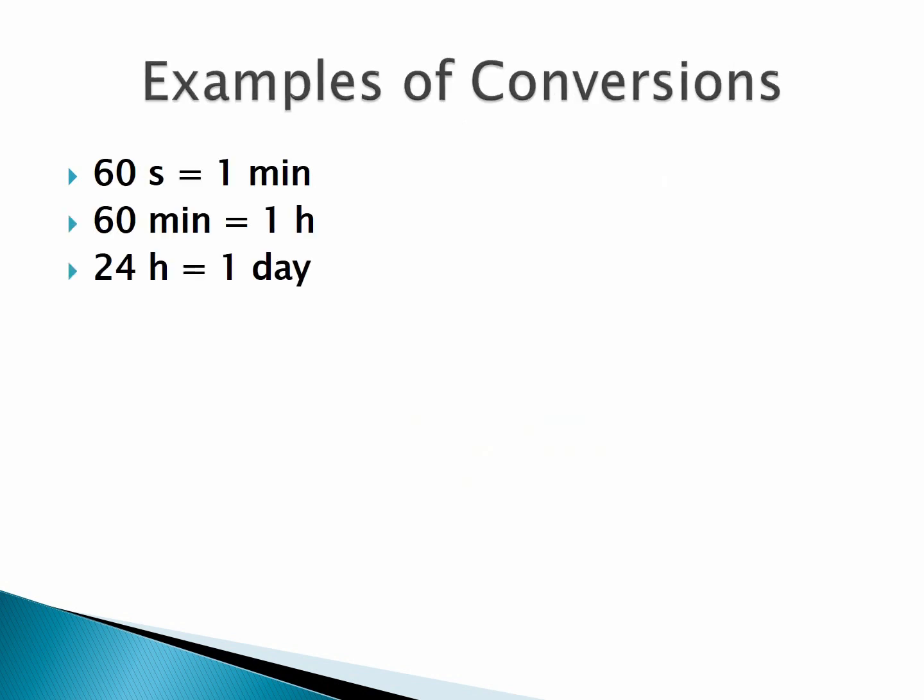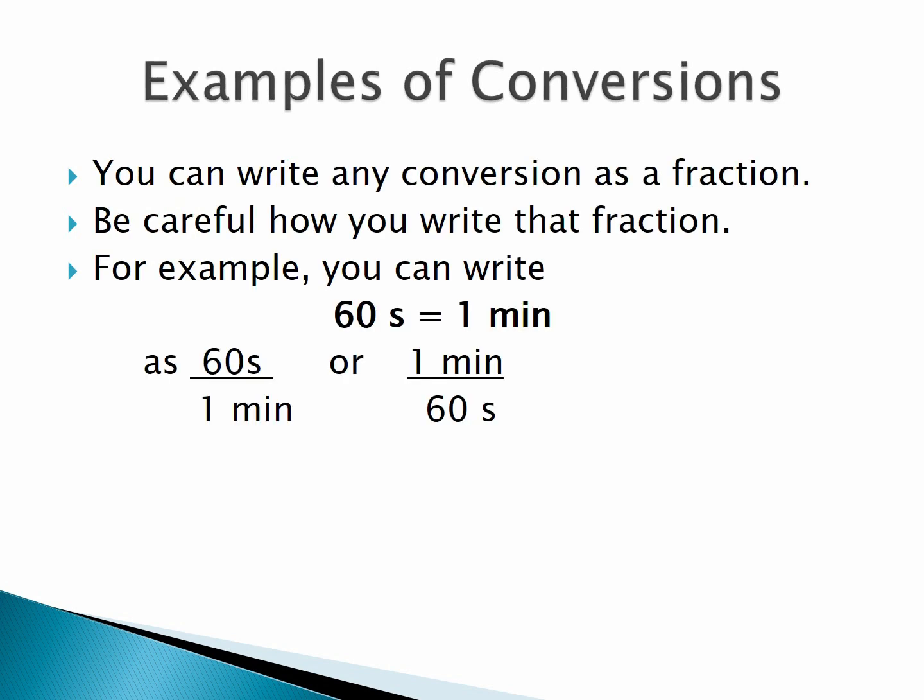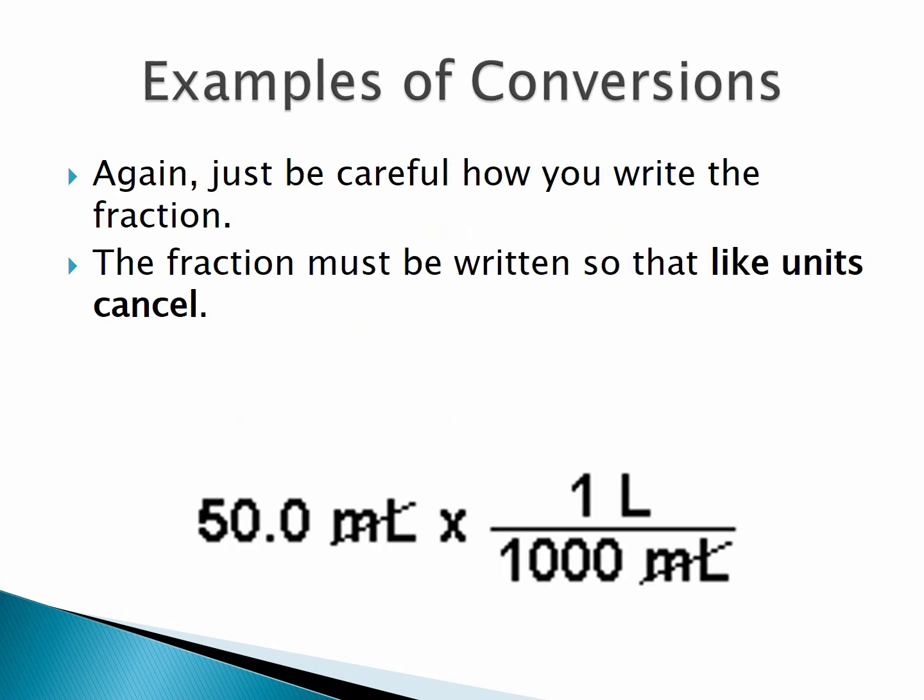Here are some examples of different conversions. 60 seconds equals 1 minute, 60 minutes equals 1 hour, and 24 hours equals 1 day. You can write any conversion as a fraction. Be careful how you write the fraction. For example, you can write 60 seconds equals 1 minute as 60 seconds over 1 minute, or you can say 1 minute over 60 seconds. Again, just be careful how you write the fraction.